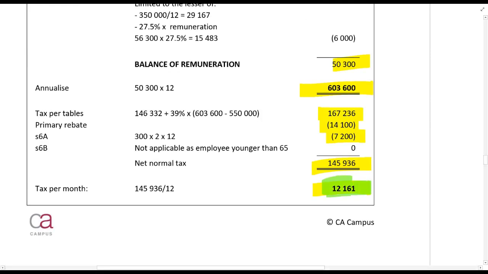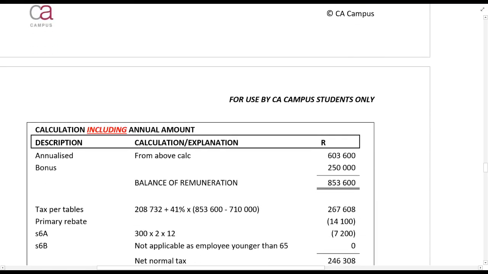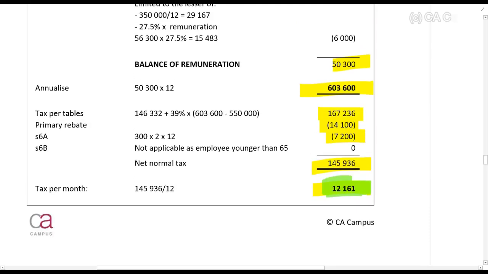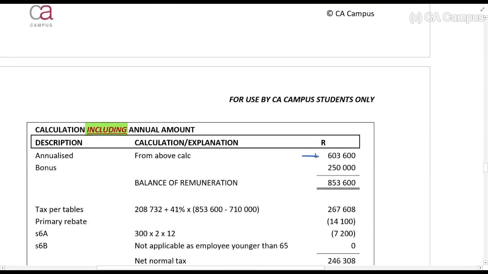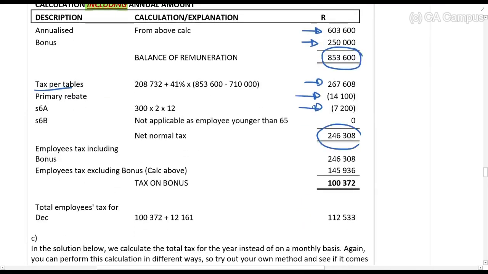Right. See here, 12,161. Now, this is still part of the same calculation. We re-perform the calculation, but we include the annual amount. But now what is important for you to see here is you have to start at the place where everything has been annualized. See that 603,600? You start with that, 603,600. So that's why you have to first calculate separately. Then you add the bonus to that. This gives us a new balance of remuneration, 853,600. We can calculate our tax per the tax tables on that amount. There's our primary rebate, section 6A. This gives us a net normal tax of 246,308.